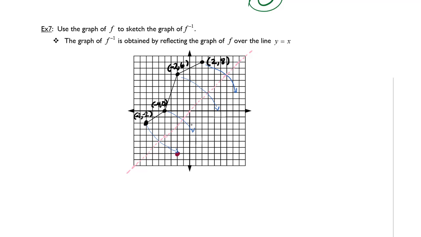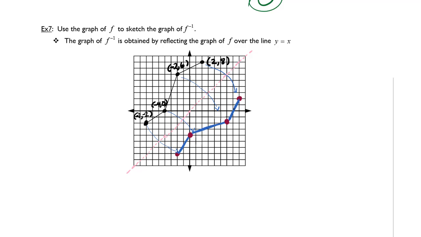The next coordinate point I'm reflecting is (-4, 0), which means I will be at (0, -4). The next coordinate point I'm reflecting is (-2, 6), so that will be (6, -2) in my new reflected point. And the last one I had was (2, 8), so I'm now going to reflect that to (8, 2). Now I will connect the dots. And you can see how the original function has been flipped about the line y equals x.